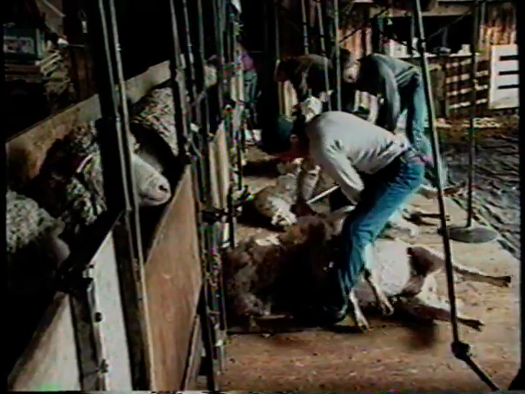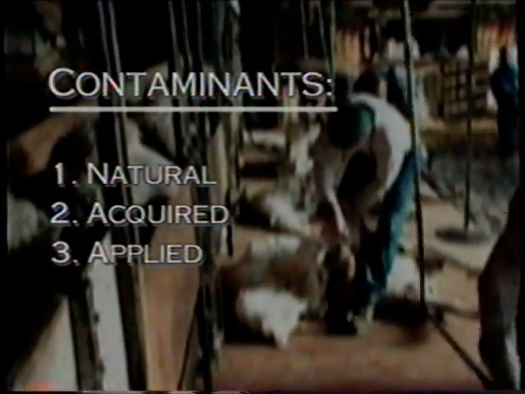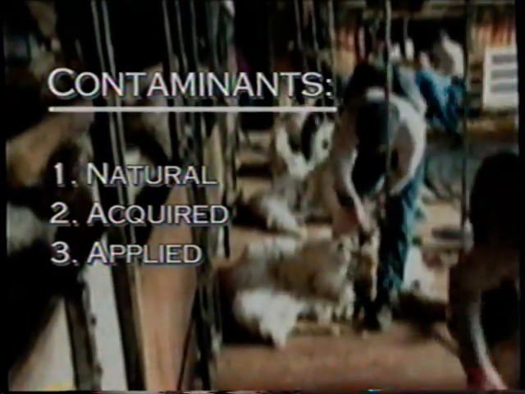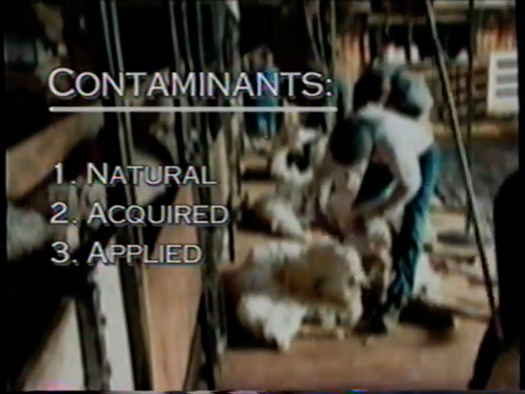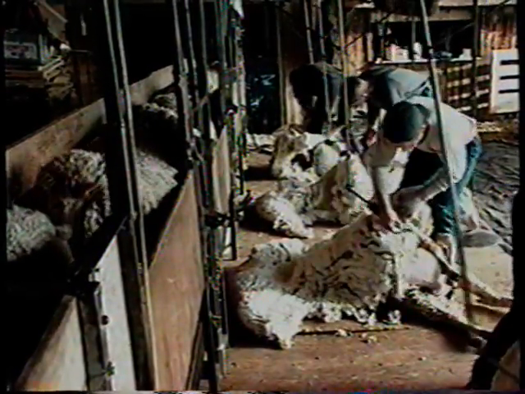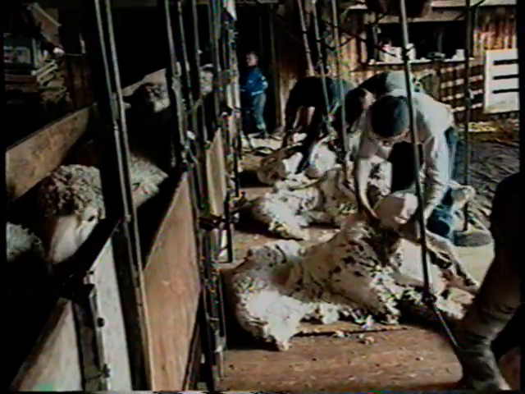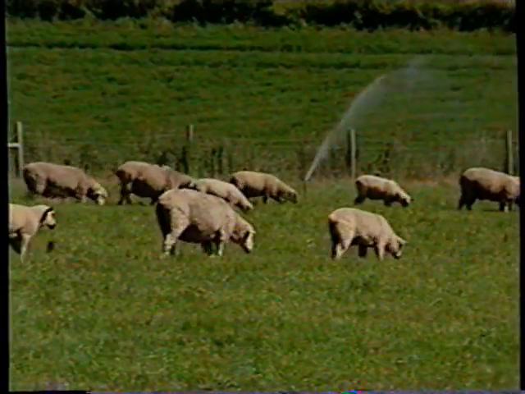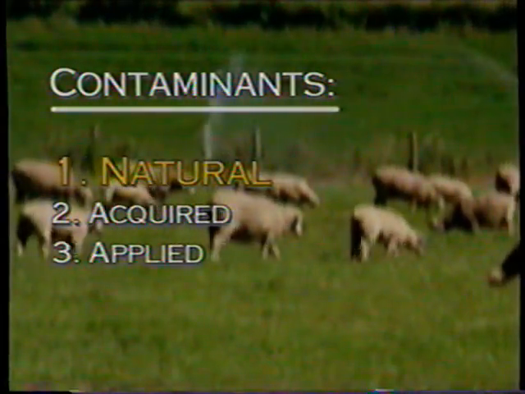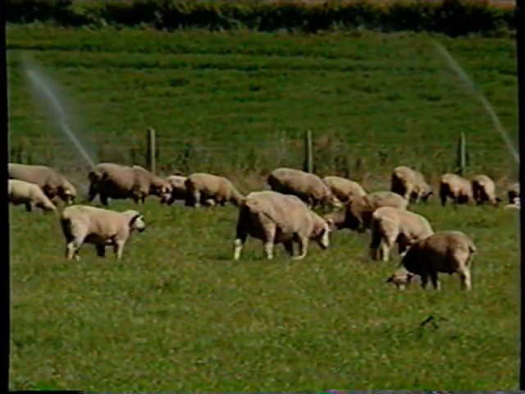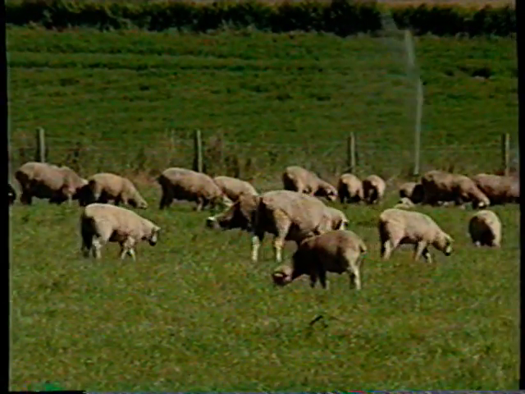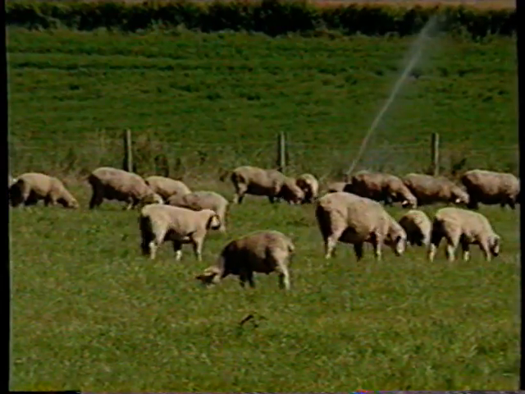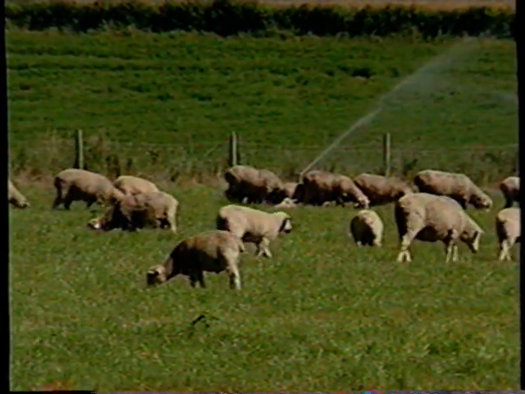All non-wool materials are contaminants. Contaminants can be placed into three major categories. They are either natural, acquired, or applied. The good news is most contaminants can be eliminated or removed at the farm or ranch. Natural impurities are produced by the sheep themselves. They include colored fibers, yolk staining or canary yellow staining, medullated and Kemp fibers, and hair.